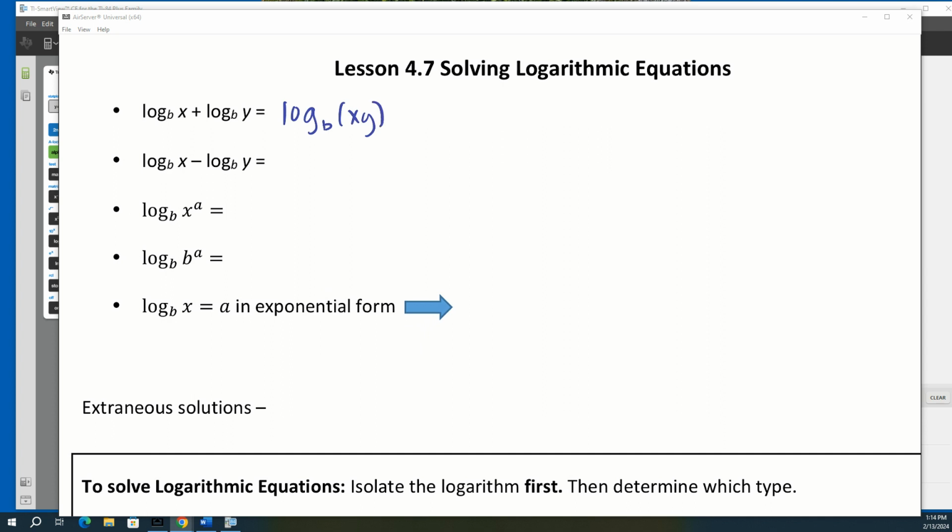What if they're separated by division? Separated by subtraction. You're going to use division. You need to be writing this down.